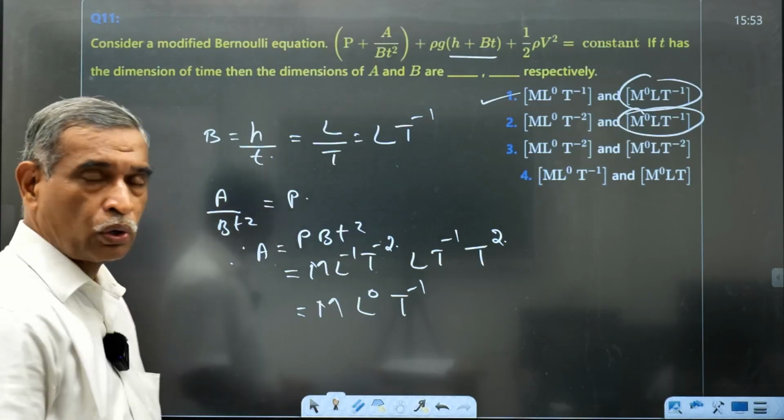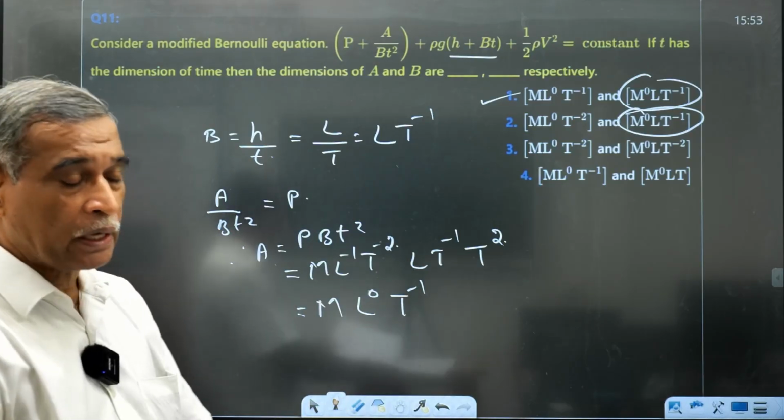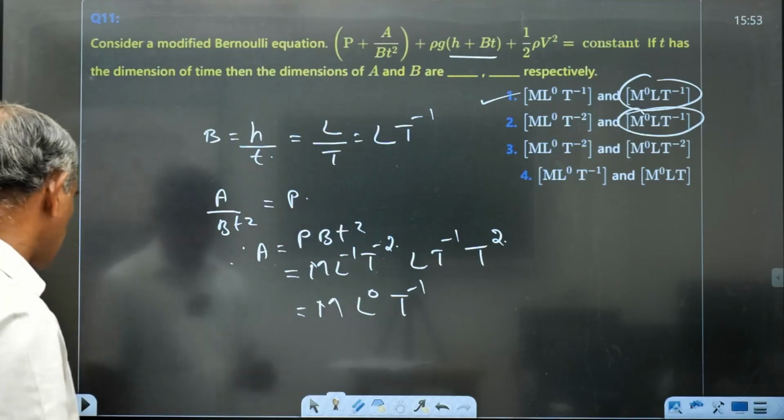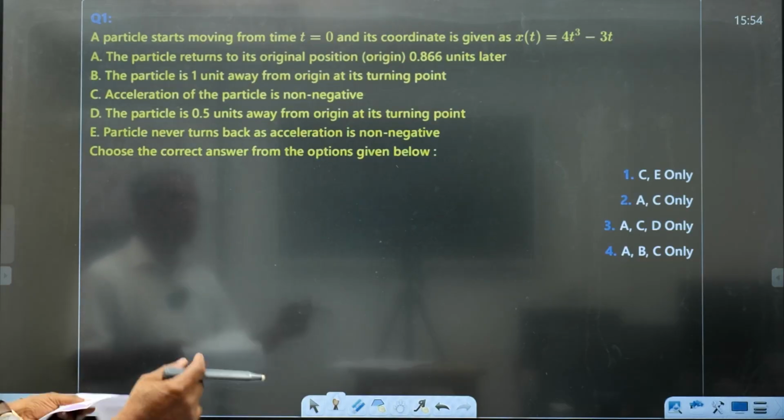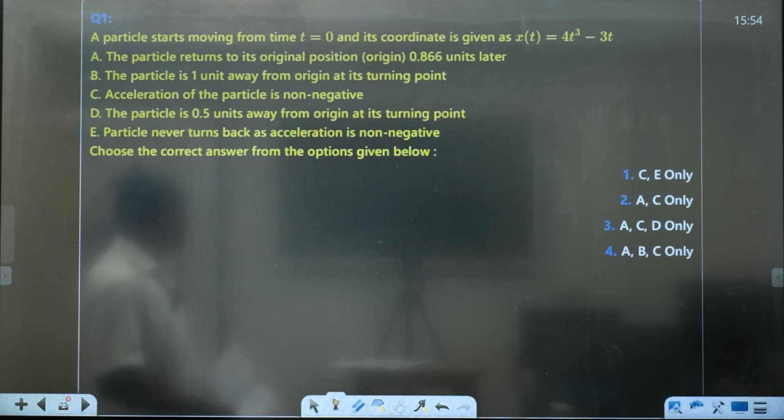Next, we shall go to our kinematics chapter. A particle starts moving from t equal to 0 and its coordinate is given as x(t) = 4t^3 - 3t. And we are asked to find out the behavior of that particle at the different distances.